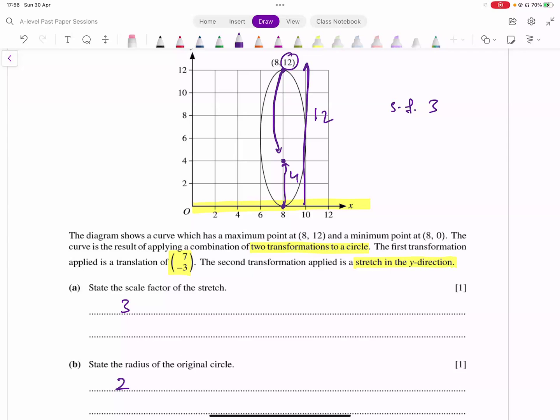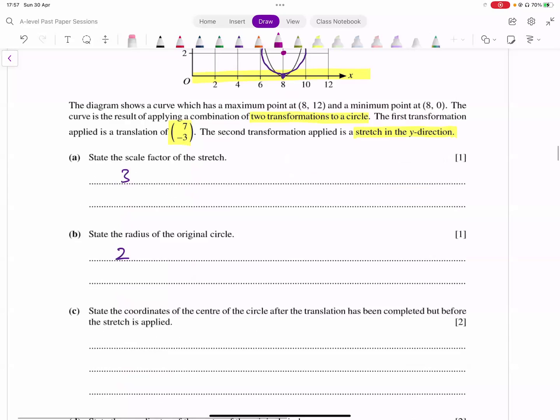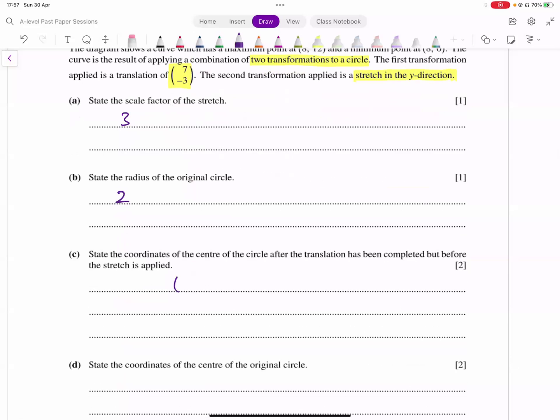तो 12 वाला पॉइंट जो ऊपर मैक्सिमम पॉइंट है वो किधर होना चाहिए था? वो 4 पे होना चाहिए था, राइट? तो मैक्सिमम पॉइंट ऑफ सर्कल का यहाँ पे होना चाहिए था. That means your circle would have looked something like this originally. Stretch से पहले आपका सर्कल कुछ इस तरह से होना चाहिए था. All right, what's the center of that circle? This is the center of the circle, which has coordinates 8 and 2. So that's what you write here. We say the coordinates of the center of the circle are 8 and 2 like this.